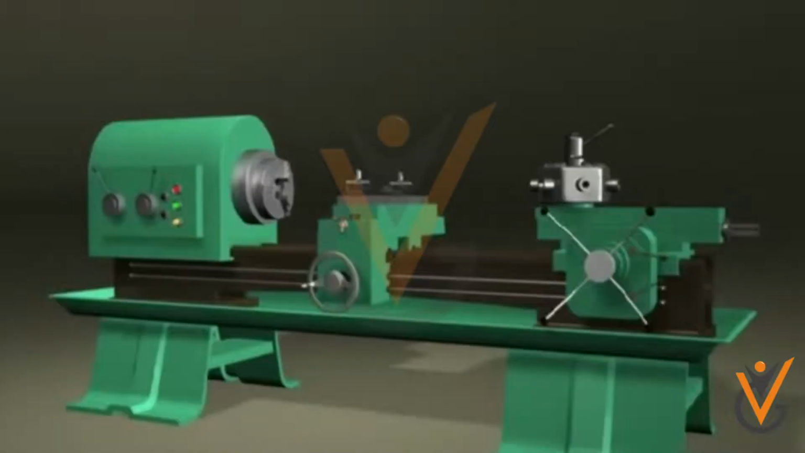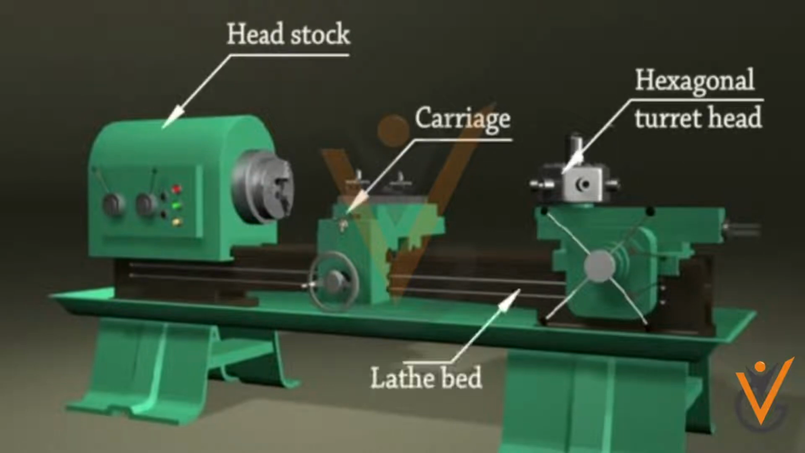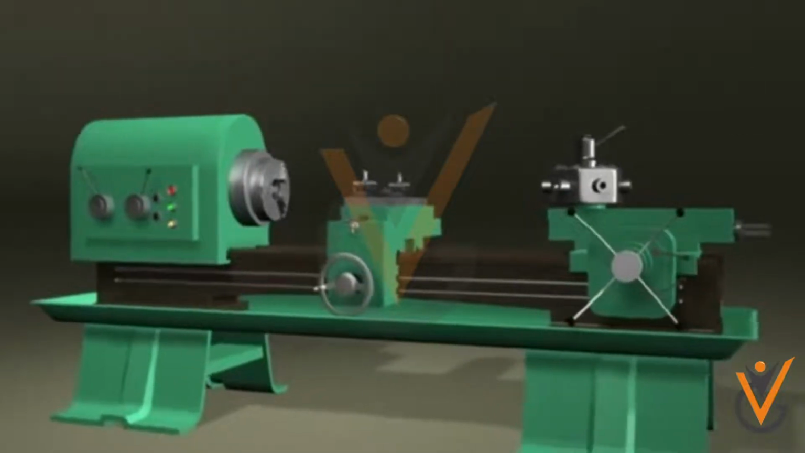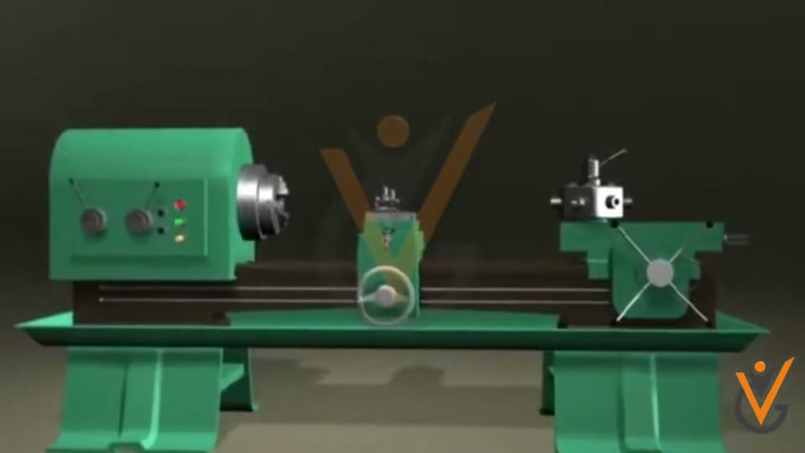Turret lathe machine. It is a production machine that is used for the production of products on a large scale. It basically handles heavy-duty workpieces. The distinguishing feature of this type of lathe is that the tailstock is replaced by a hexagonal turret.